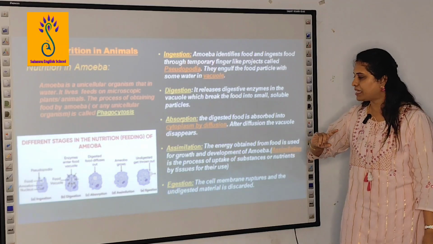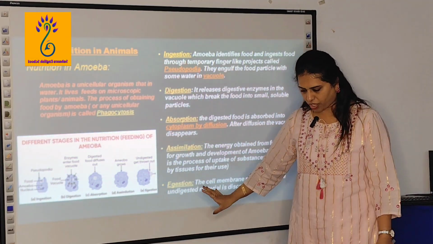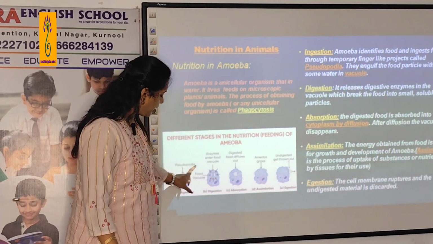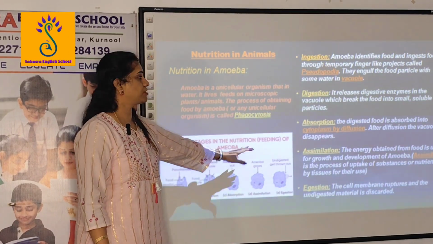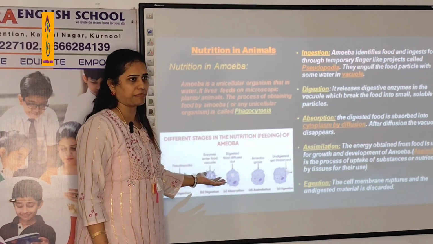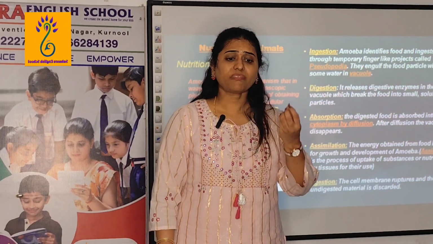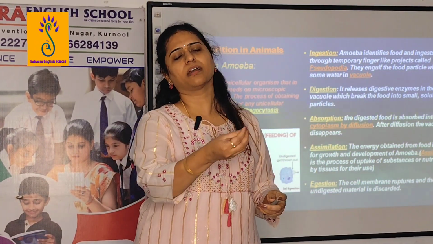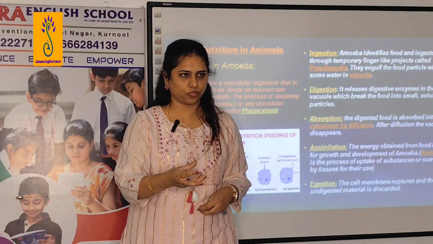Coming to amoeba, look at the picture. This diagram of amoeba is important. This can be asked as a picture based question, or asked as an 8-mark question, including nutrition in unicellular organism. You can choose amoeba. Amoeba is a unicellular organism. Yes, it feeds on phytoplanktons and zooplanktons. Phytoplanktons ante microscopic plants or animals that are floating in the water. It feeds on them.